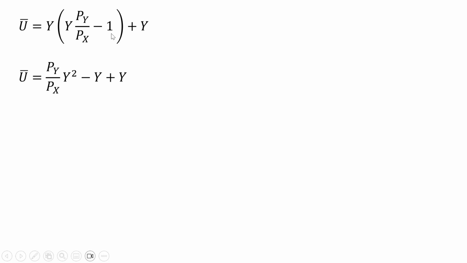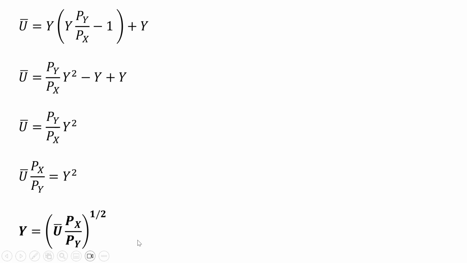multiplying this y through what's in parentheses. You'll notice the minus y and plus y cancel. Multiplying through by the reciprocal of this, we get this result. And now taking the square root of both sides, we have the compensated demand for good y.